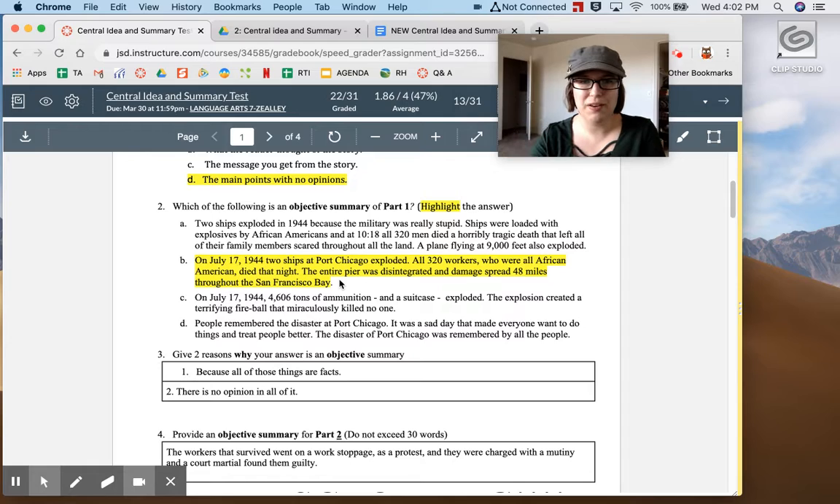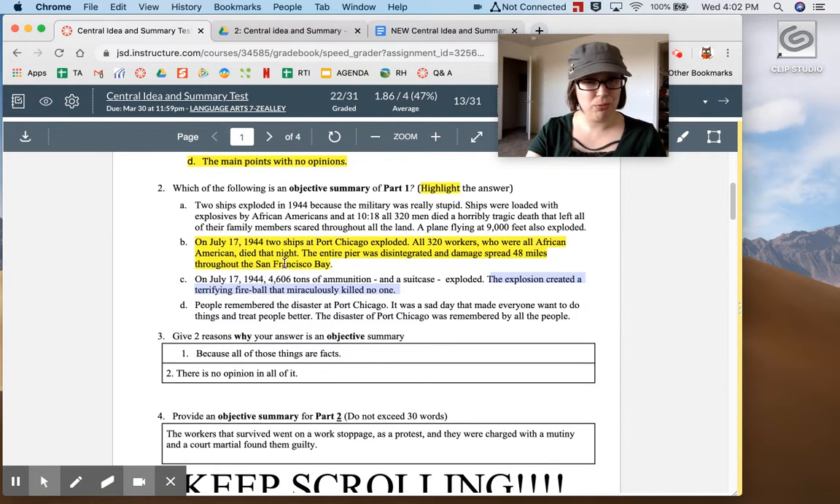Main parts, no opinions. This second part, the clue that you should get is when it says, and a suitcase, okay? That is not a main part. There was not a whole paragraph talking about a suitcase or anything like that. And then our last part, the explosion created a terrifying fireball that miraculously killed no one. No. It killed 320 workers. And then this last one, maybe this one would be almost, but it says people remember the disaster at Port Chicago. This is true, but it's not what the article is about.